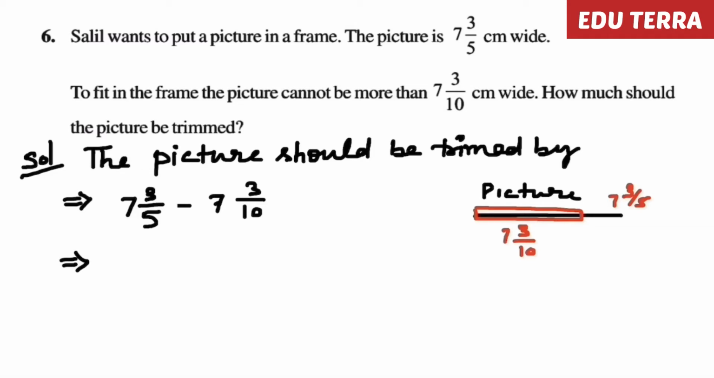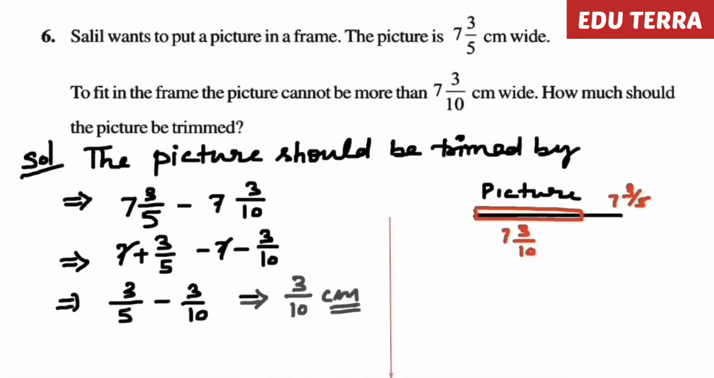Now it is a mixed fraction, but here I am going to explain one more method. We can write 7 plus 3 by 5 as 7 3 by 5 minus 7. So when you open the bracket, both will be minus. So 7 plus and 7 minus cancelled. Now 3 by 5 minus 3 by 10. It will be 3 by 10 centimeter. How? See, denominators should be equal. So 3 into 2 by 5 into 2 equals 6 by 10.